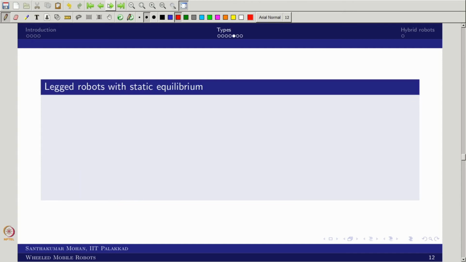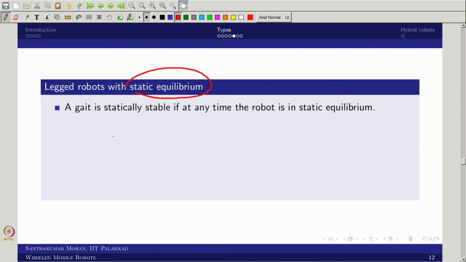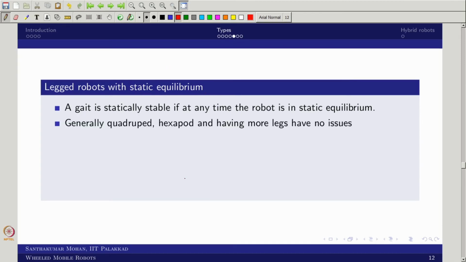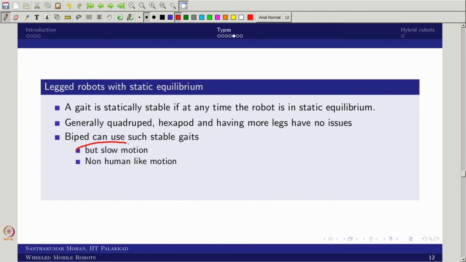Then you can think about static equilibrium as the broad aspect. The gait is statically stable, at any time the robot is in static equilibrium. For that we can take multiple legs. That is easiest because you always have stable contact, at least 3 points in contact. But if you think about a biped, it is very difficult. So what you can do is move in very slow motion, then the static equilibrium still remains very close. The dynamic forces are very much negligible.